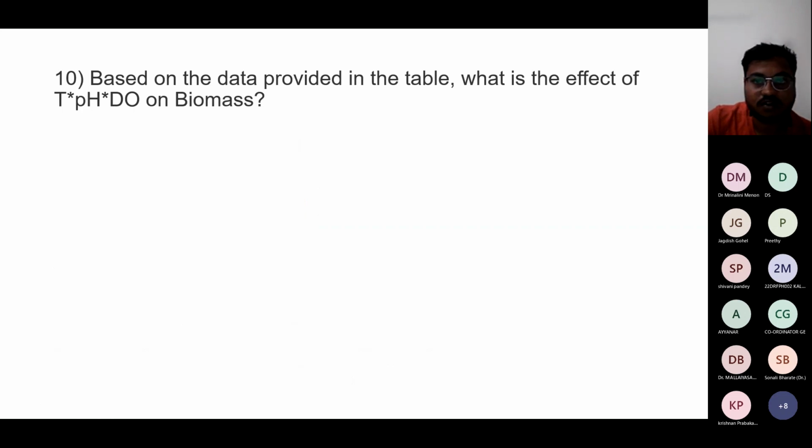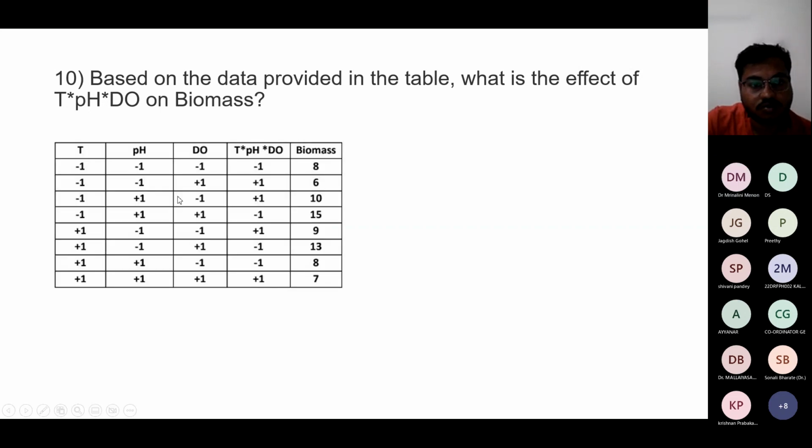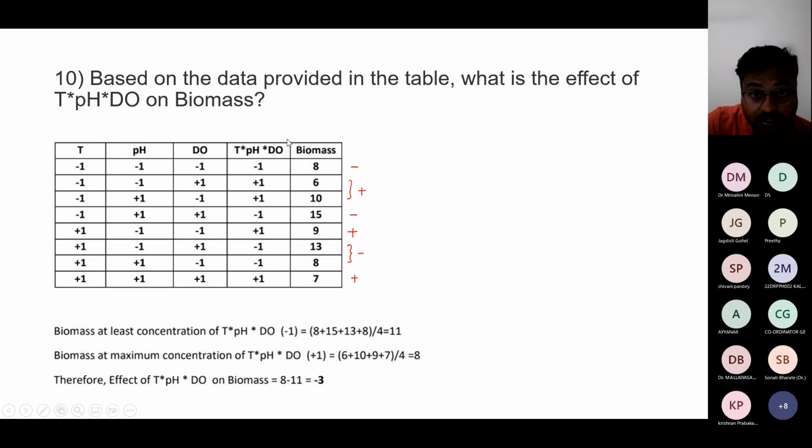For the final question, we are asked what is the effect of temperature, pH, and dissolved oxygen interaction on biomass. So we'll multiply all three of these terms. So here -1 into -1 into -1 will be -1. -1 -1 plus 1 will be +1. -1 plus 1 -1 will be +1. And so on. +1 +1 +1 will be +1. So here we'll separate the negatives and the positives. For the least concentration, the negative values are 8, 15, 13, and 8. And the positive values are 6, 10, 9, and 7.